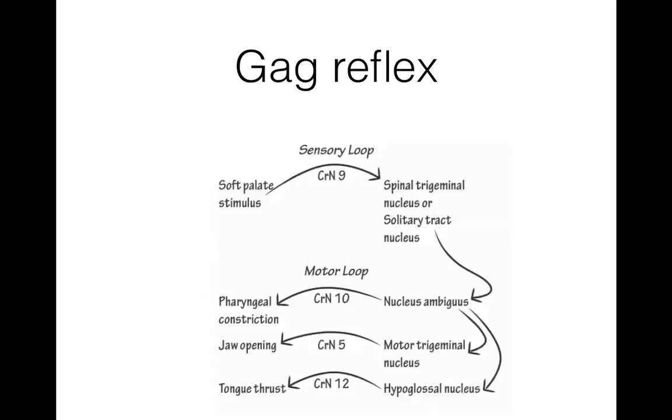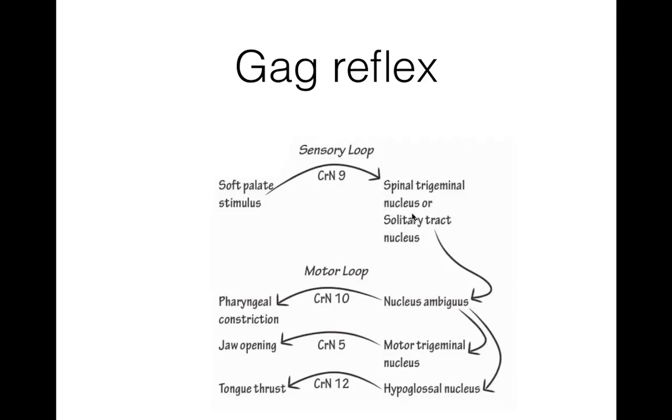So let's trace this pathway. The afferent arm for the sensory loop is courtesy of cranial nerve number 9, whereas the motor loop, or the efferent arm, includes cranial nerve number 10, cranial nerve number 5, and cranial nerve number 12. So with the stimulation of the soft palate, the sensory information is relayed by cranial nerve number 9.